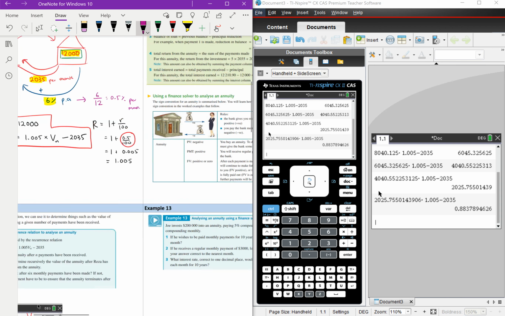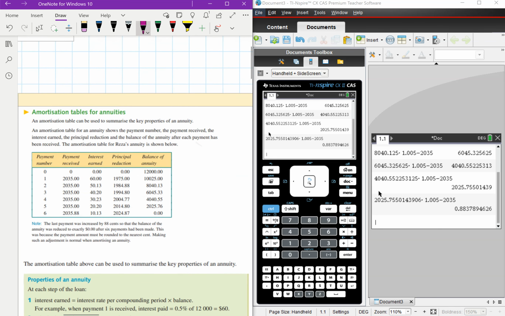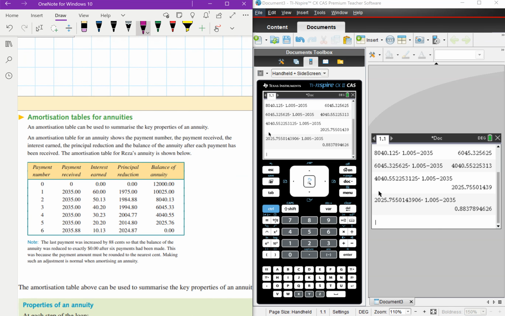Okay, and that can be best shown in the amortization table of the annuity. So what you can see here is that they paid back your $12,000. They kept paying back every month: $2,035, 2,035, 2,035, 2,035, and then you notice $2,035 and 88 cents, because they want to make sure that they've returned every single cent of your money.